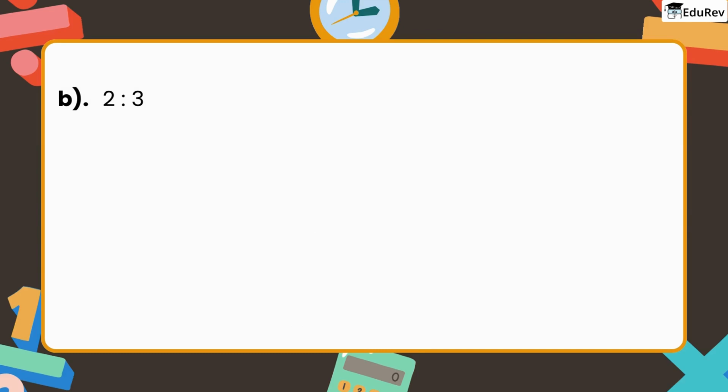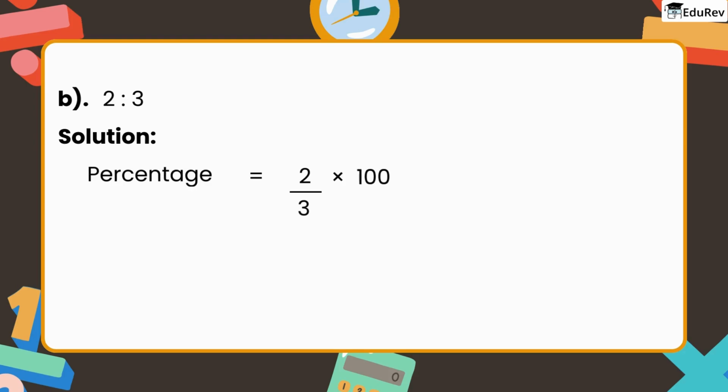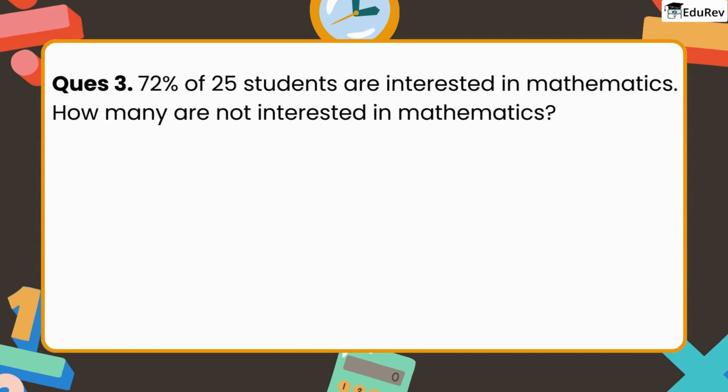Second part is 2:3. Pause the video and try doing this on your own. I hope you have your answer. Let's check. So, we write 2:3 as 2 upon 3. To convert it to percentage, we multiply it by 100. We get 200 upon 3, which is equal to 66.67%.